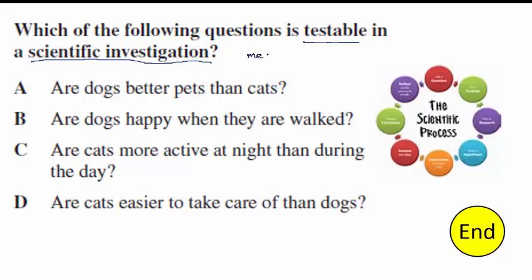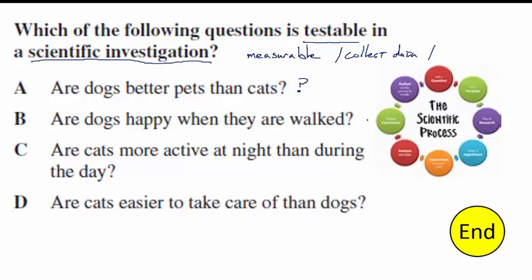The answer is, here's the key word, measurable. Which one of these 4 things could I measure and collect data and then come to a conclusion? So ask yourself this: are dogs better pets than cats? What data could we collect other than the opinions of the owners of these pets? So this one's questionable in my opinion. I don't think we can do an actual scientific investigation.